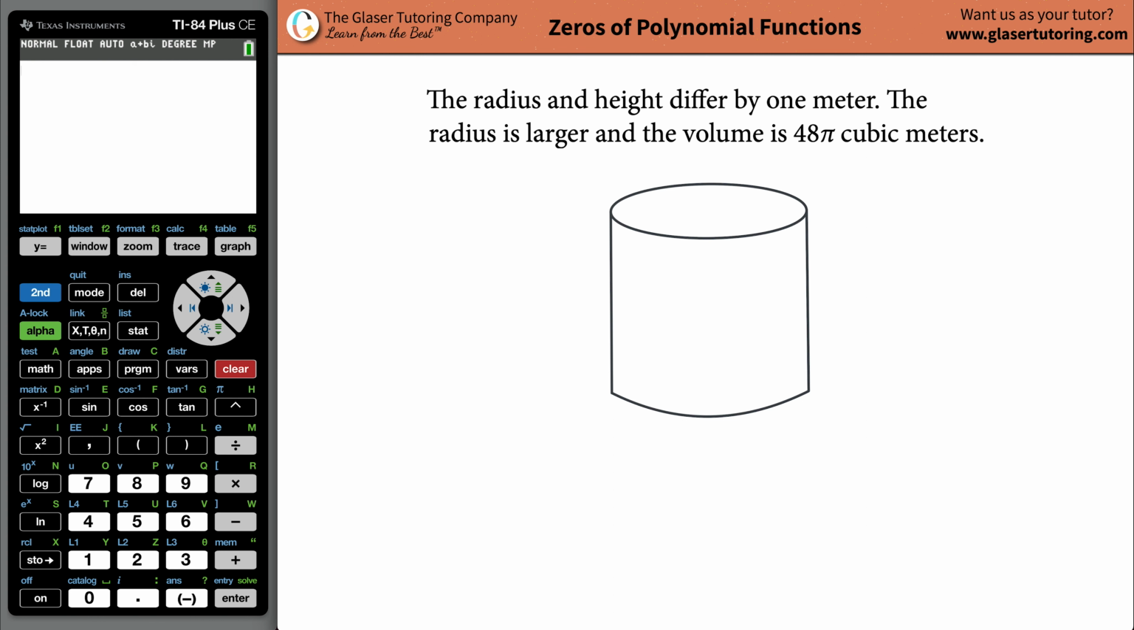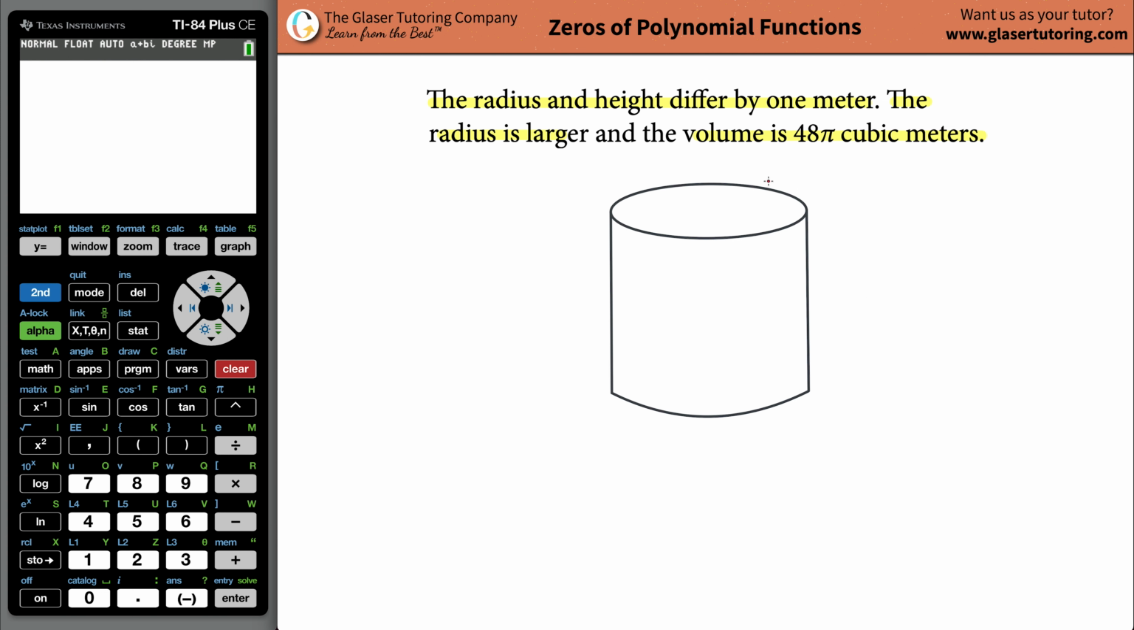Find the dimensions of a right circular cylinder. The problem basically states that the radius and the height of this cylinder differ by 1 meter. It says the radius is larger and the volume is going to be 48 pi cubic meters. So it wants to know basically what's the radius, what's the height.